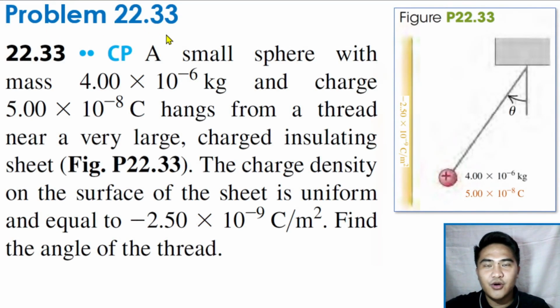Problem 22.33. A small sphere with a mass of 4 times 10 to the negative 6 kilogram and a charge of 5 times 10 to the negative 8 coulomb hangs from a thread near a very large charged insulating sheet. The charge density on the surface of the sheet is uniform and equal to negative 2.5 times 10 to the negative 9 coulomb per square meter. Find the angle of the thread.